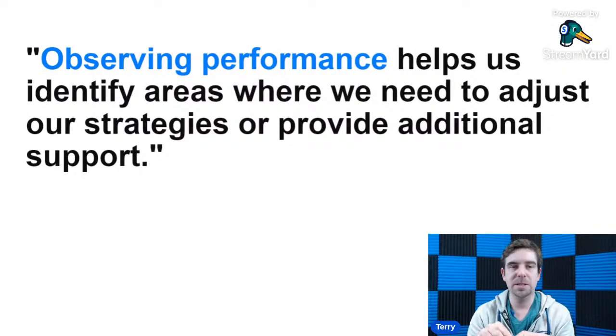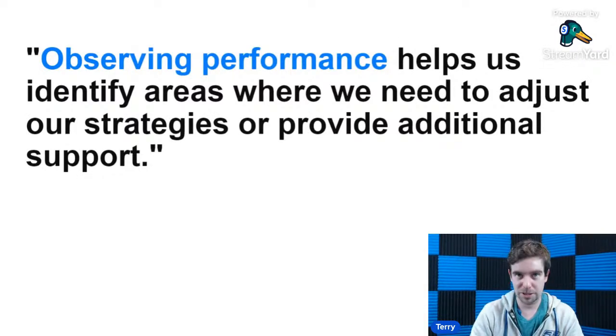And one last example is observing performance helps us identify areas where we need to adjust our strategies or provide additional support. Okay, guys, that's the end of my presentation, 5 expressions in English for Scrum Masters.